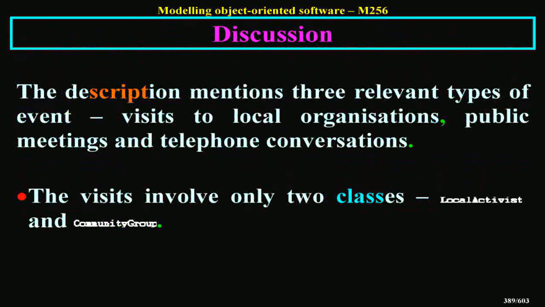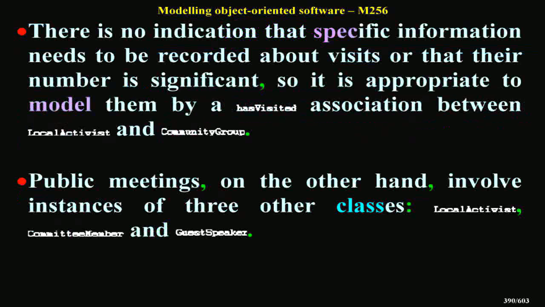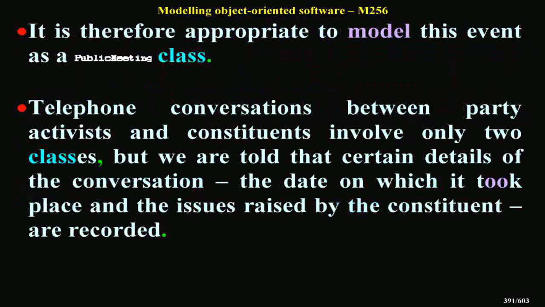And discussion. The description mentions three relevant types of event: visits to local organizations, public meetings, and telephone conversations. The visits involve only two classes, and there is no indication that specific information needs to be recorded about visits or that their number is significant, so it is appropriate to model them by association between the two classes. Public meetings, on the other hand, involve instances of three other classes, and it is therefore appropriate to model this event as a class.